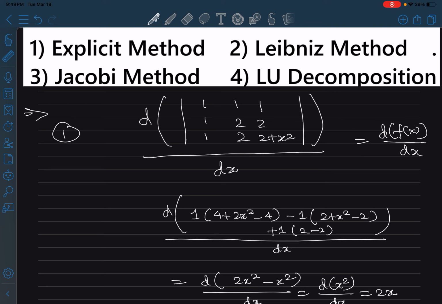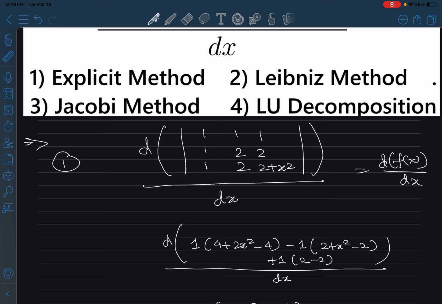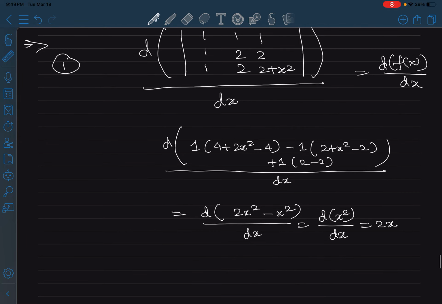It was easy basically because it was a 3 by 3 matrix, so the determinant could be found easily. But usually, if that's not the case and it's difficult to find the determinant, we go with the Leibniz method or the Jacobi method. Mainly, I think Leibniz will be an easier or better way. Now let's see the Leibniz method. This was the explicit way.